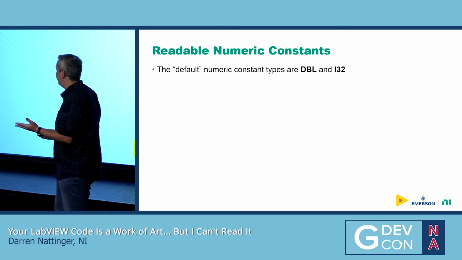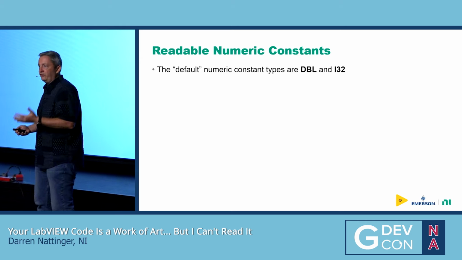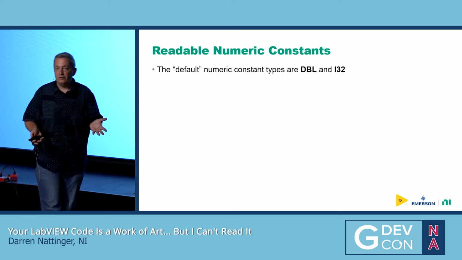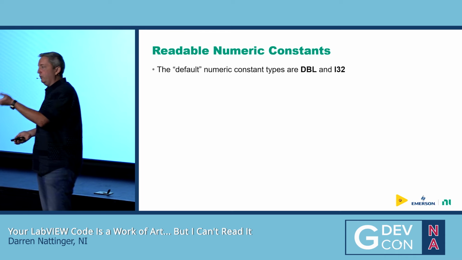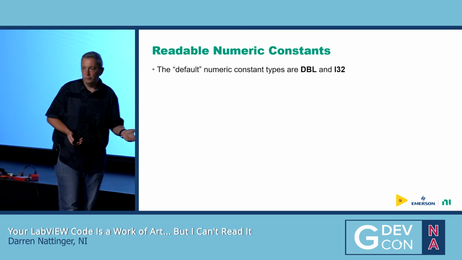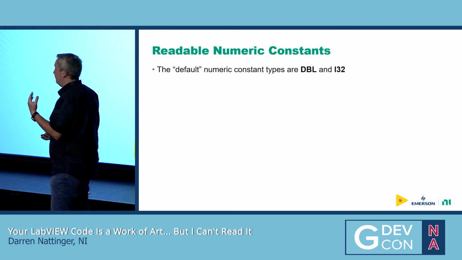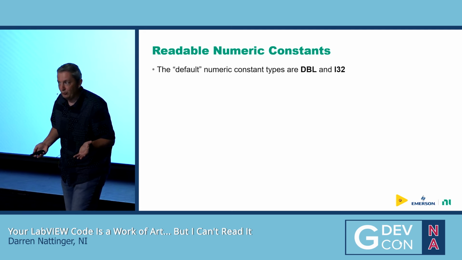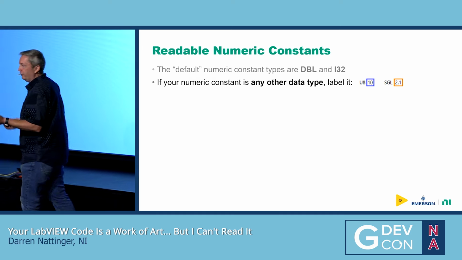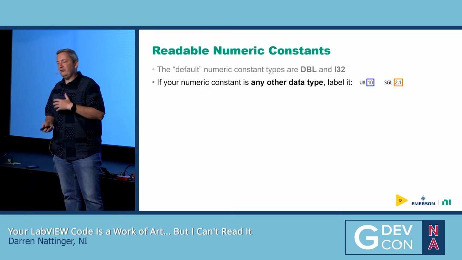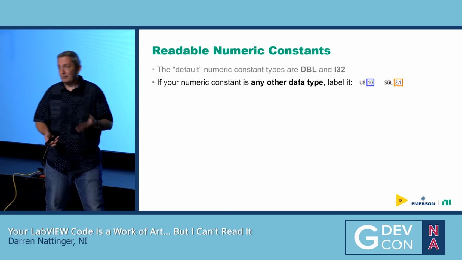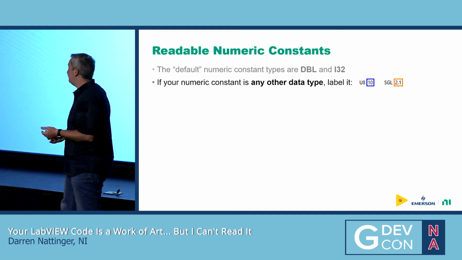And the first is numeric constants. If you drop a double constant or an I32 from palettes, Quick Drop, whatever, those are your default data types for numerics in LabVIEW. If I see a blue number constant, I'm going to assume it's an I32. If I see an orange number constant, I'm going to assume that it's a double. Don't make me regret making that assumption with your numeric constants when you drop something that's not one of those. Show a label. Label your numeric constants when they are not the default types. If it's an I32, you don't need to label it because everybody assumes it's an I32. If it's a U8, definitely label it because I'm going to assume it's an I32 unless you're telling me otherwise.